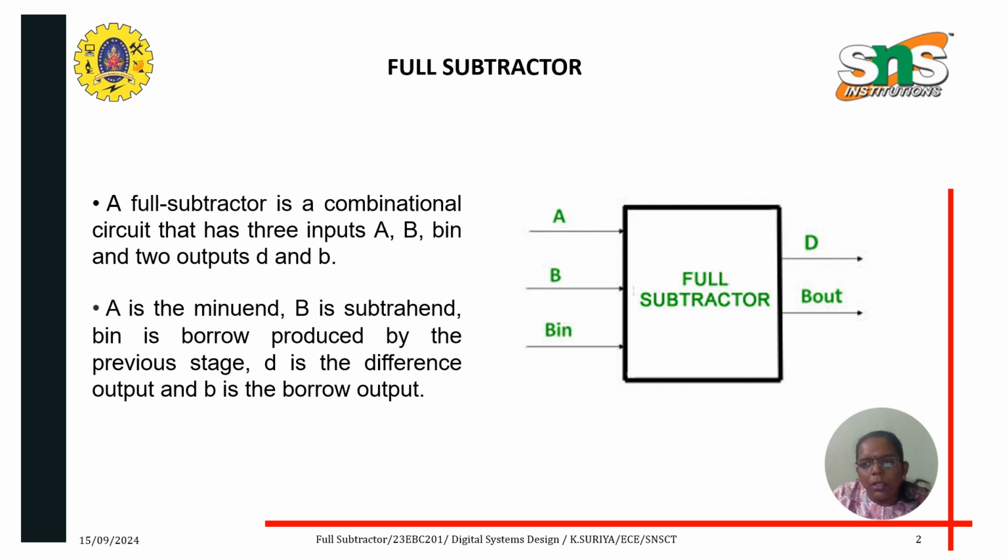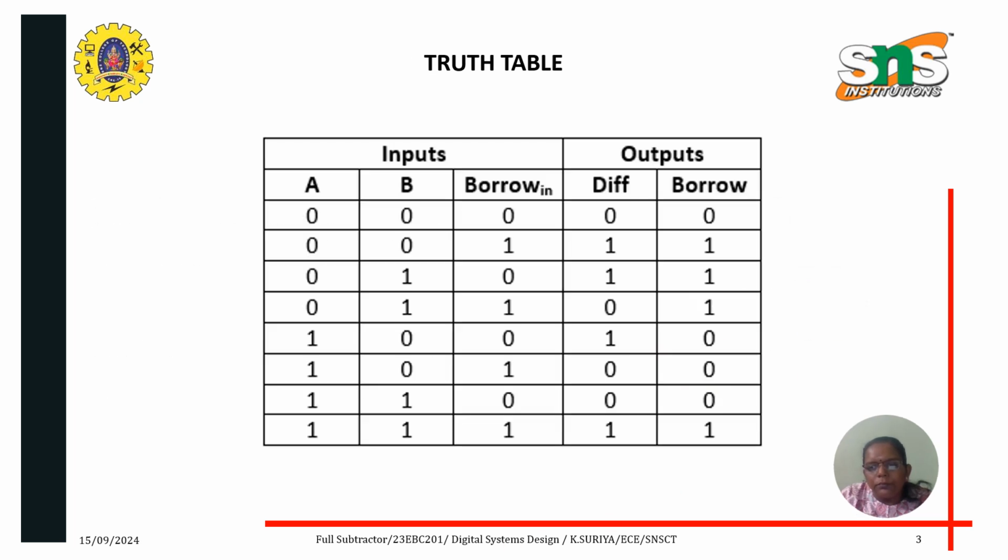So this is shown in the block diagram here where you have three inputs A, B and B in and two outputs difference and borrow out. So this is the truth table of a full subtractor where you have three inputs A, B and borrow in. So you have eight combinations 000, 001, 010, 011, 100, 101, 110 and 111. And you have two outputs difference and borrow.